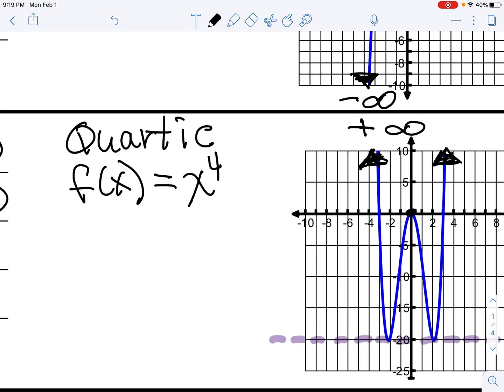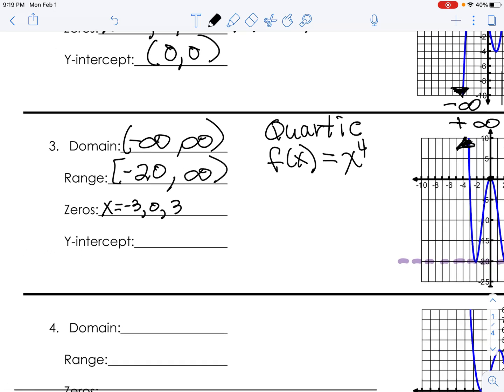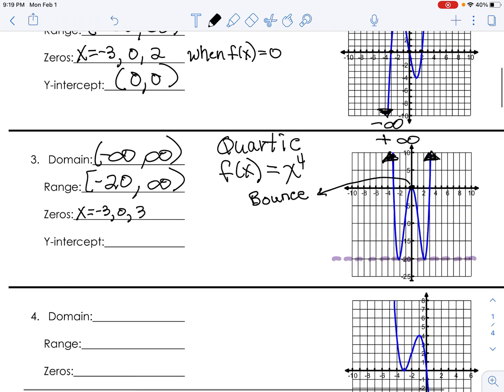Your zeros. Okay, well, let's look. There's a 0 at -3, 0, and positive 3. So x equals -3, 0, and positive 3. Now, at 0, your polynomial comes up to that 0, and then it turns and it goes right back down. We call that a bounce at the 0. We call that a bounce.